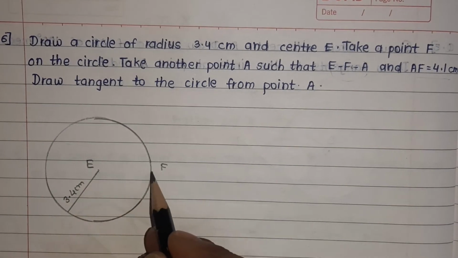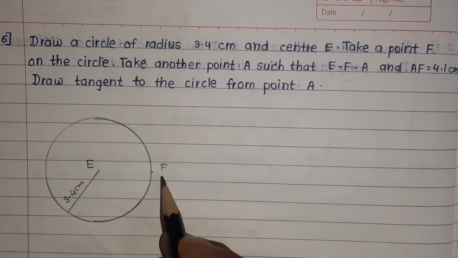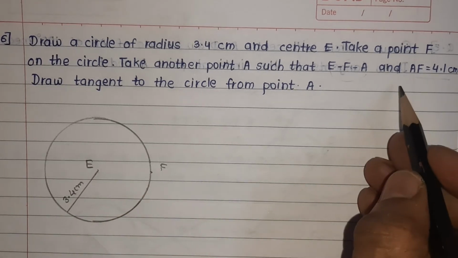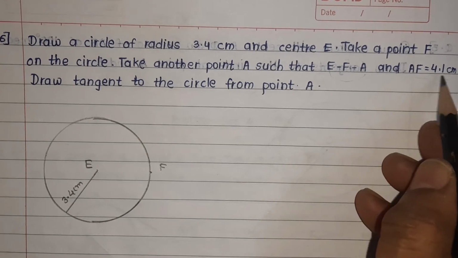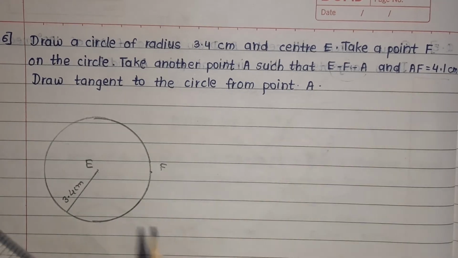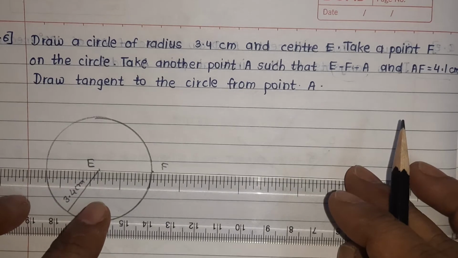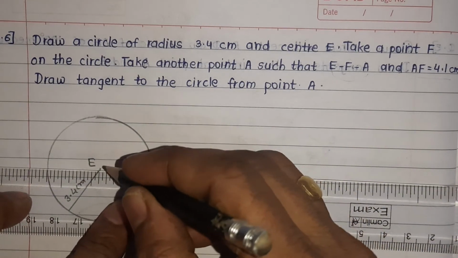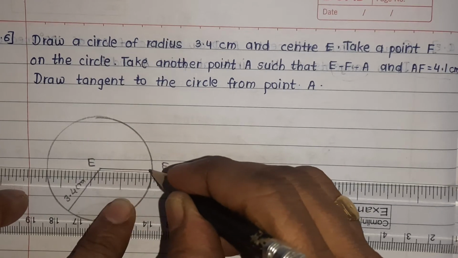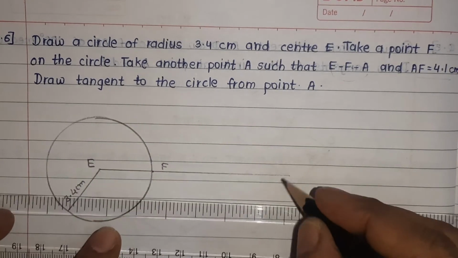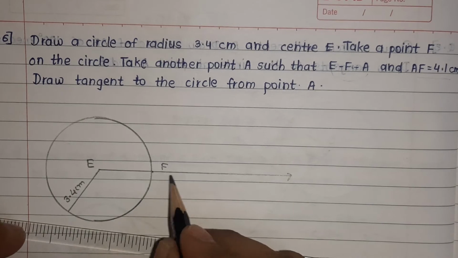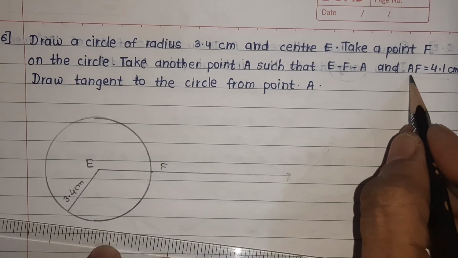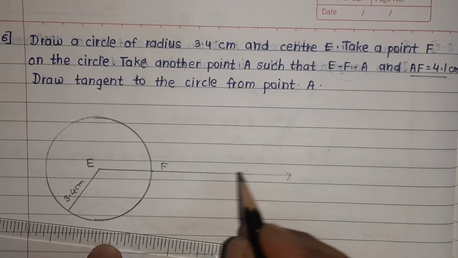E dash F dash A, that means point F lies between E and A. Another condition is that AF is equal to 4.1 centimeter. That means distance of point A from F. See dear student, this is EF. We extend this further and we have to plot the point F, but AF is equal to 4.1.